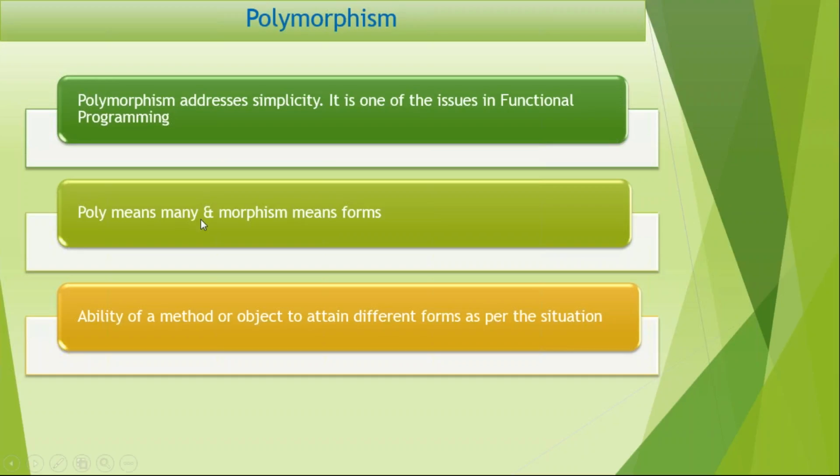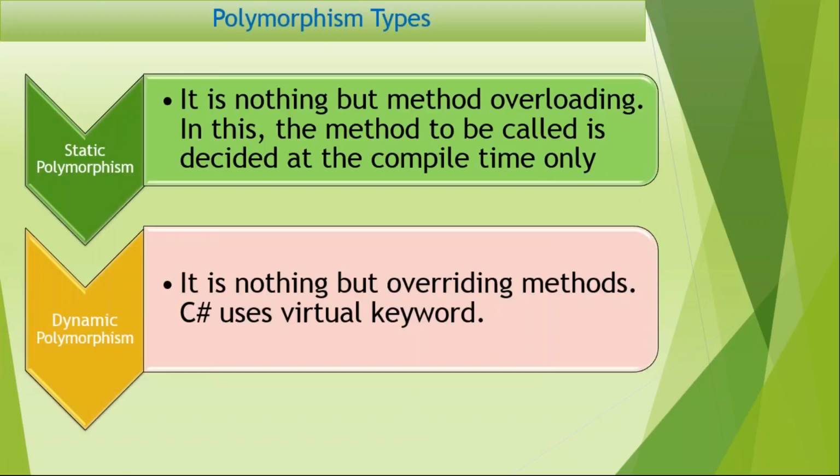Poly means many, morphism means forms. So polymorphism means many forms. This definition is exactly suitable to the word polymorphism. Polymorphism addresses the simplicity issue, as I explained. It is one of the issues of functional programming. Let's know more about polymorphism.